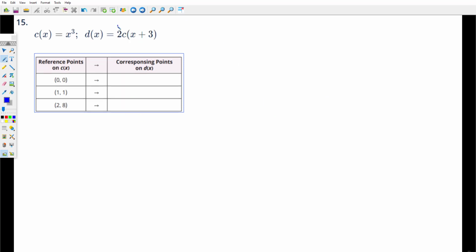This time I have something on the outside and something on the inside. And so my inside changes my x and it behaves opposite. So therefore, I'm going to subtract 3 from my x. So 0 minus 3 is negative 3. 1 minus 3 is negative 2. 2 minus 3 is negative 1. Those are my 3 x's.